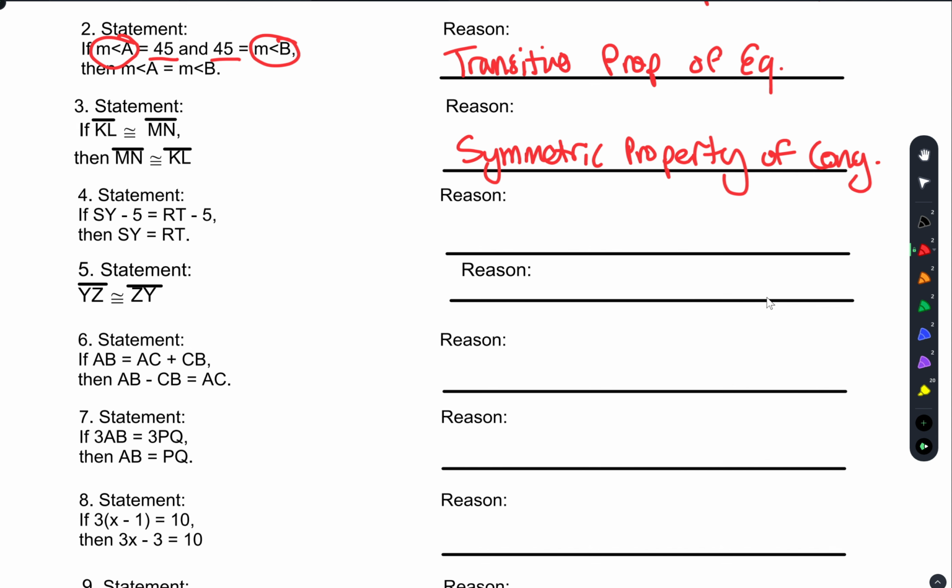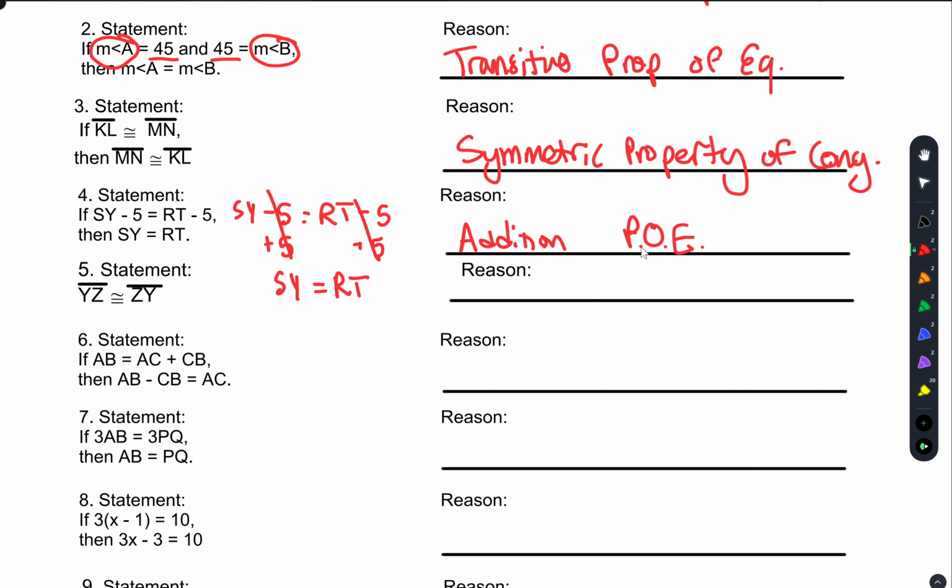Number 4, what do we think? I see algebra happening. They're doing something to both sides. What are they doing to both sides, Casper? Adding what? Yeah, add 5 to both sides. I'm going to write it out for us. If I add 5 to both sides, those 5s cancel out. I get that final statement, SY equals RT. So this is the addition property of equality.